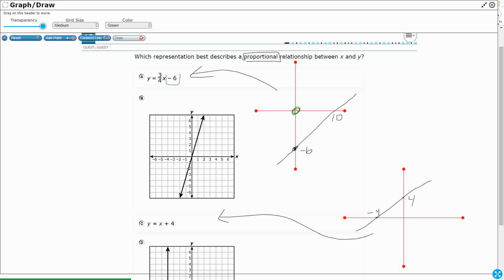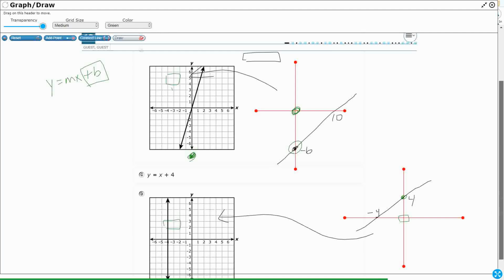If we think about our slope-intercept form, y equals mx plus b, this b is literally your y-intercept. This says -6. That's why it crosses the y-axis at -6. We don't have an equation here for B. We could figure one out if we wanted to use the different points to find the slope, but we notice it does go through the origin right there. C does not go through the origin. It crosses the y-axis at 4 because it's got a y-intercept of +4. And D doesn't go through the origin.